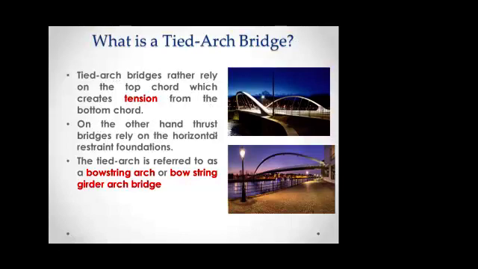On the other hand, the thrust bridge relies on the horizontal restraint foundation. A tied arch bridge is referred to as a bowstring arch bridge or bowstring girder arch bridge. So this is the difference between the arch bridge and the tied arch bridge. A plain arch bridge means we just have a foundation and an arch.